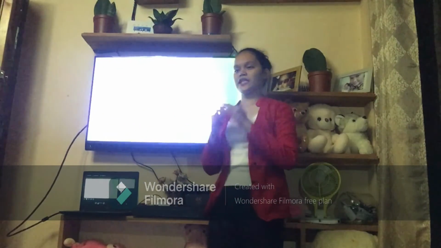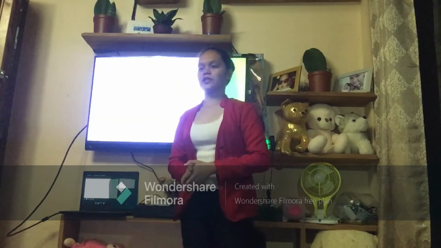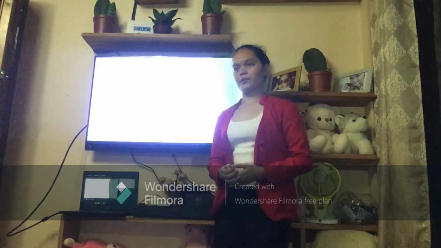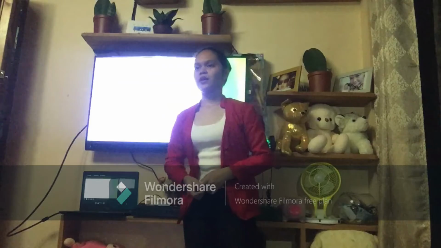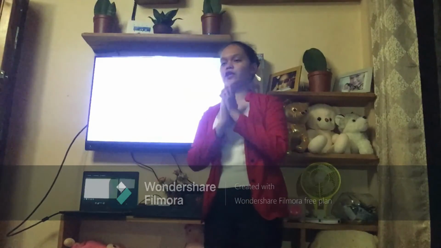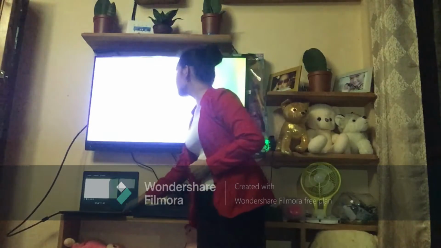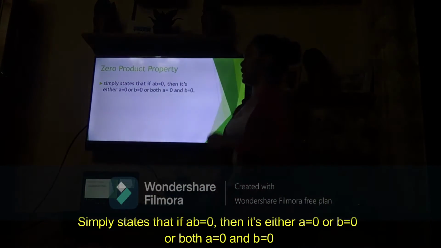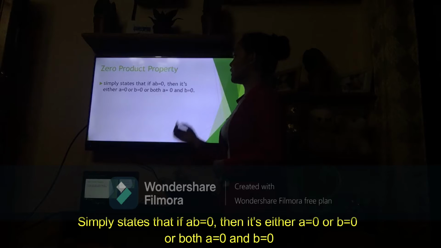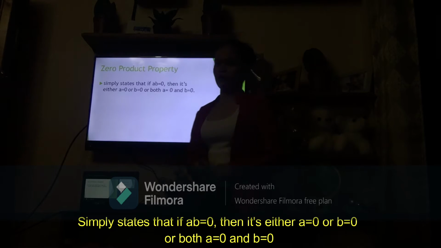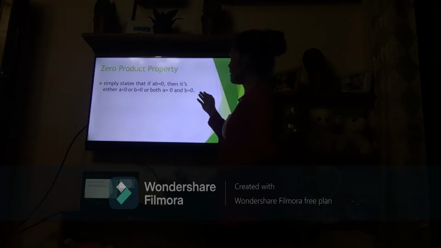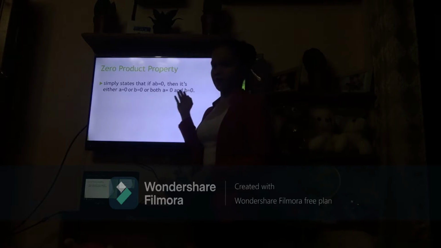One of the properties that is very important to know in solving quadratic equations by factoring is the zero product property. So who among you knows what zero product property is? Yes, Mr. De La Serna. Very good. Zero product property simply states that if AB is equal to 0, then either A is equal to 0 or B is equal to 0, or both A and B are equal to 0. So what does this statement mean?